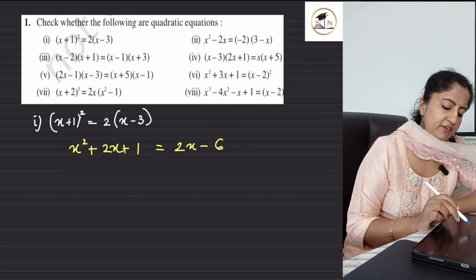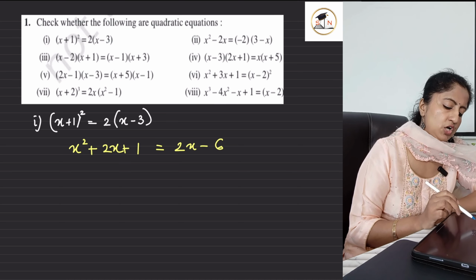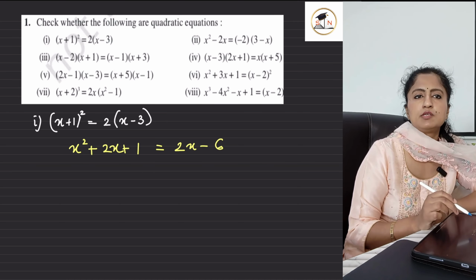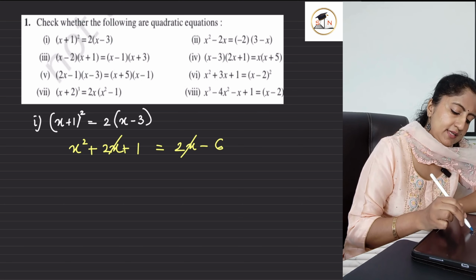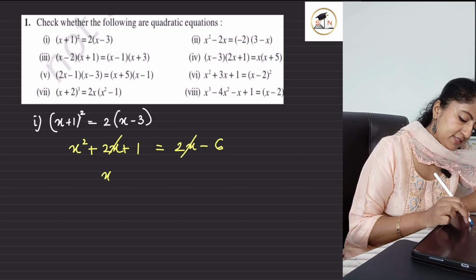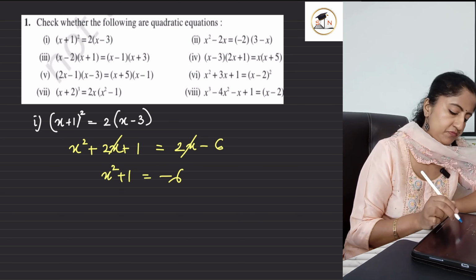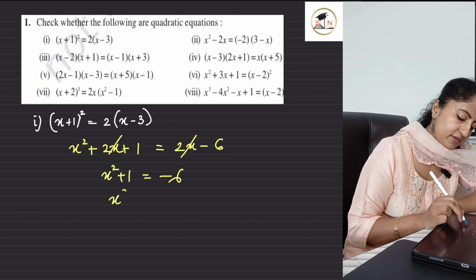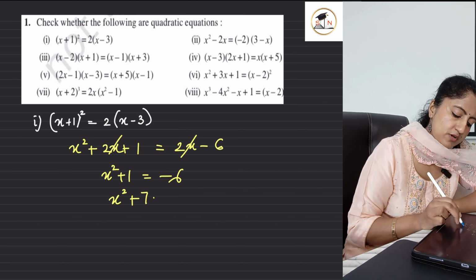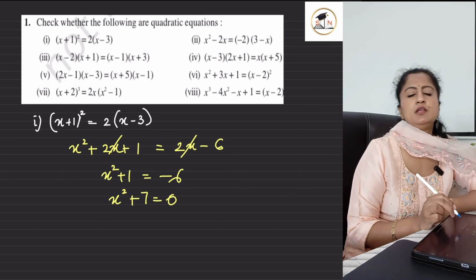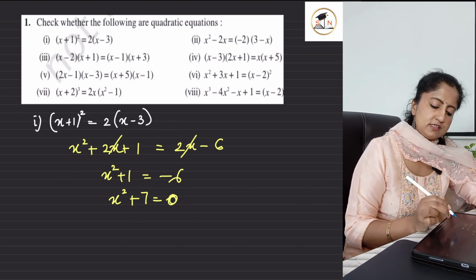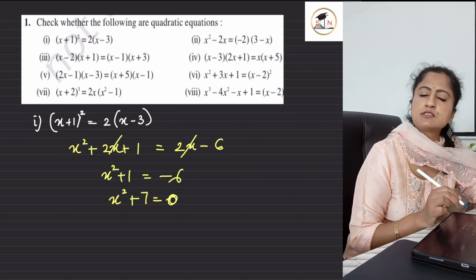And for simplification, I can see I have got positive 2x on both the sides. So I simply cancel it out. What I'm left with is x square plus 1 equals minus 6. Now 6 will come on the left. So I'm left with x square plus 7 equals 0. Now tell me, is this a quadratic equation? And is this a standard form?